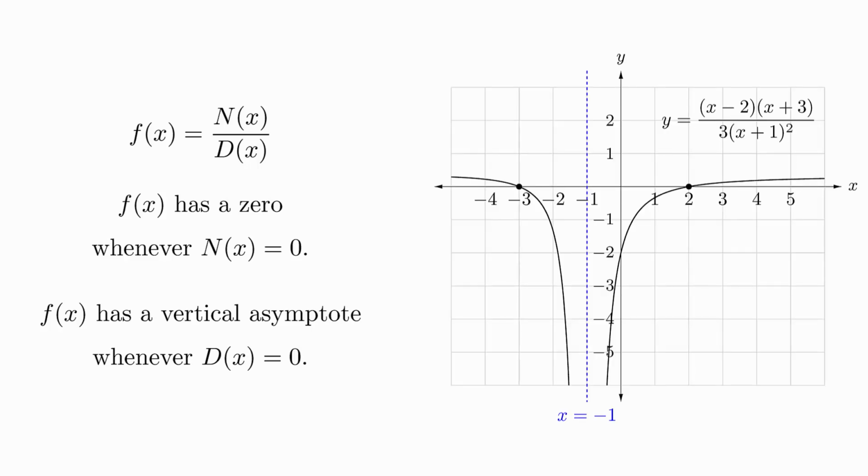For example, consider the graph of f(x) = (x - 2)(x + 3) / (3(x + 1)^2). The numerator is 0 at x = 2 and x = -3, which is where we have zeros of the function. And the denominator is 0 at x = -1, which is where we have a vertical asymptote.